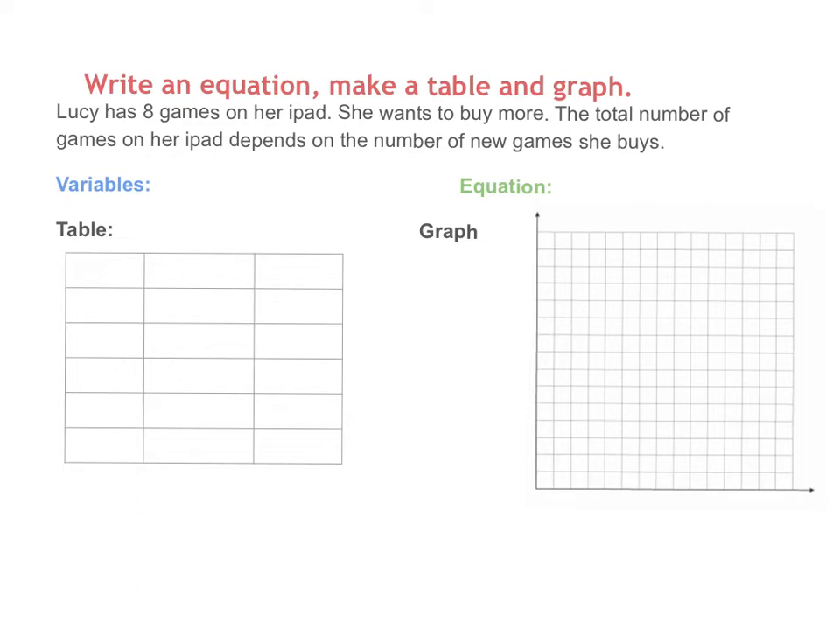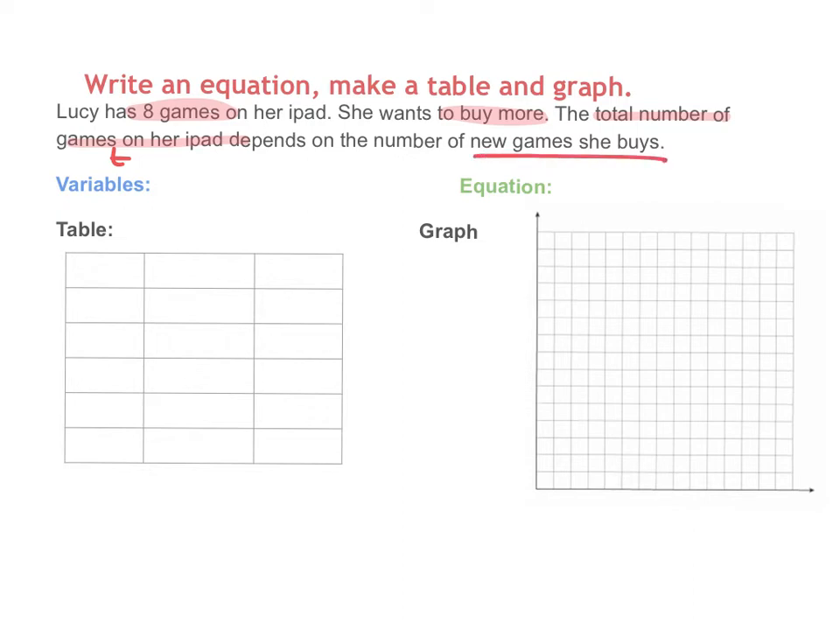So what we know is that she already has 8, so that's her starting spot. We know that she wants to buy more. We don't know how many more, so that would probably be a variable. Then it says the total number of games on her iPad. So we always know something is set equal to a total, right? And then that depends on the number of new games she buys. Okay, so let's think about this.